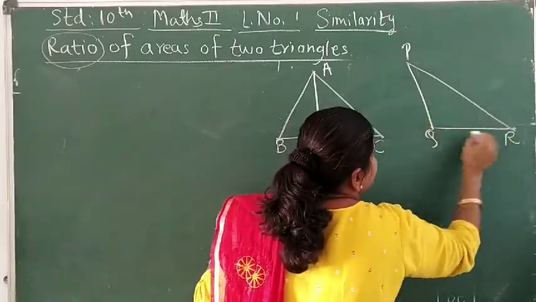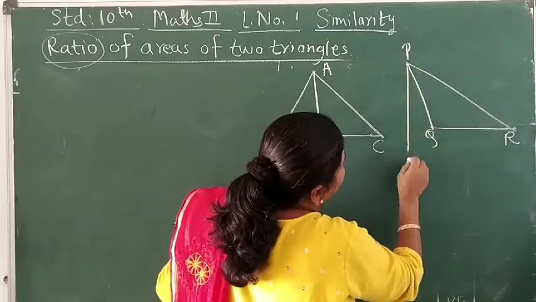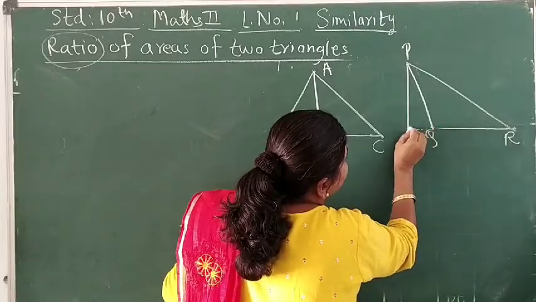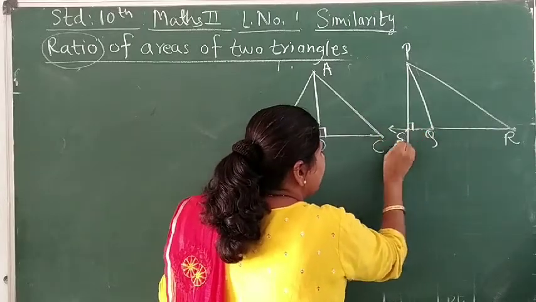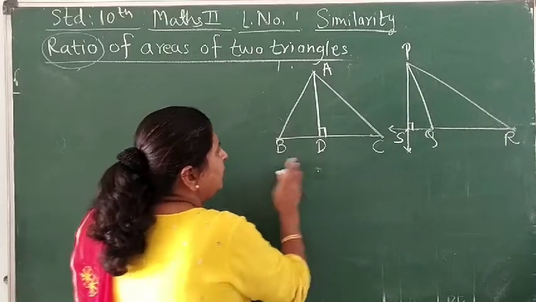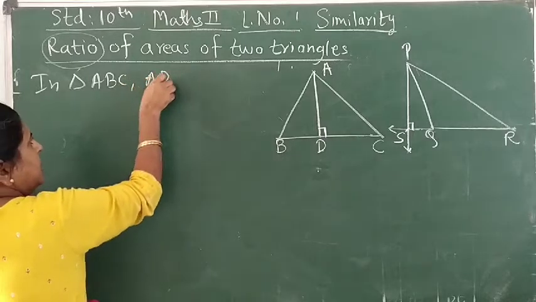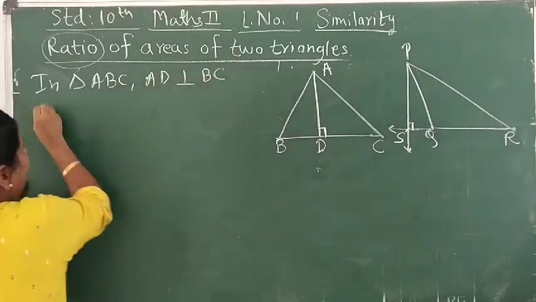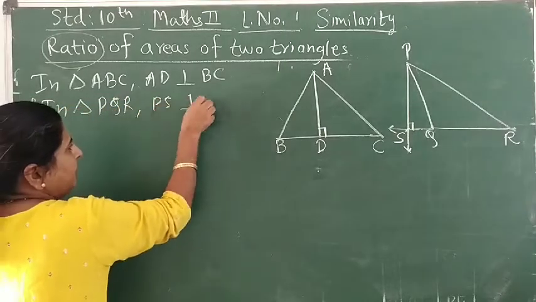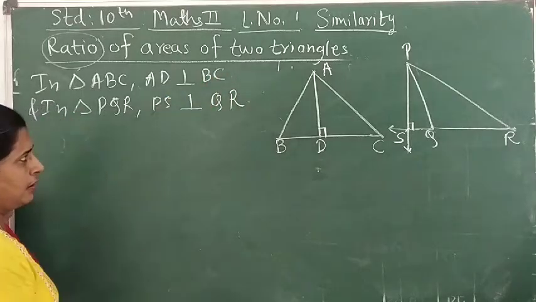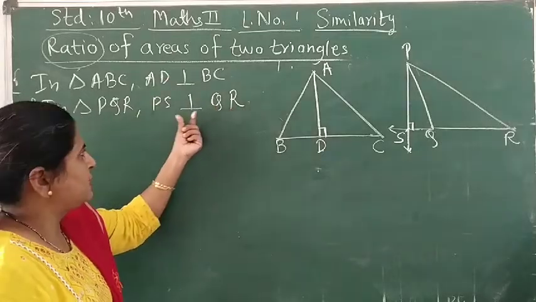And now if you want to take QR as the base of the other triangle PQR, then the perpendicular should be drawn from P. Now you can see it is not meeting your QR base, so it should be extended, and when it is extended and meets here, this is named PS. So in triangle ABC, AD is perpendicular to BC, and in triangle PQR, PS is perpendicular to side QR. So if we take BC as base, AD is going to be the height, and when you take QR as a base, PS is going to be the height.